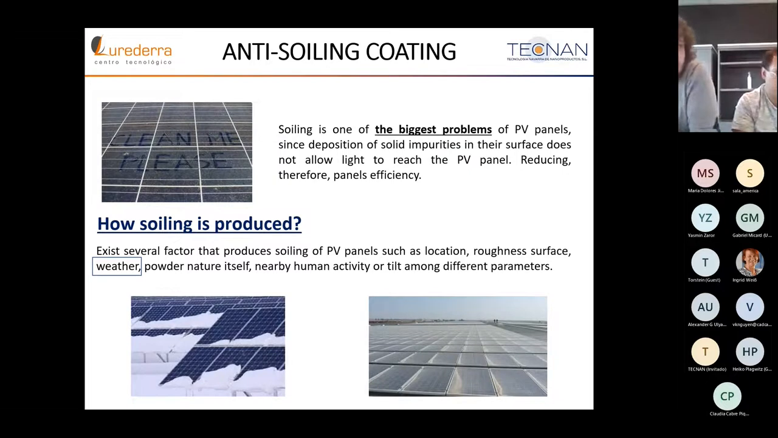Regarding soiling, which is the main problem of the panels, we are trying to use our expertise with the aim to reduce the soiling deposits like dust, but also different soiling that can be deposited on top of the modules due to the weather conditions, such as snow, for example. And as I said, dust, that can be sand that can be moved by the wind on top of the modules.